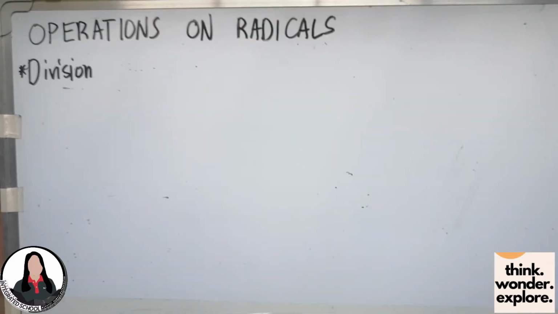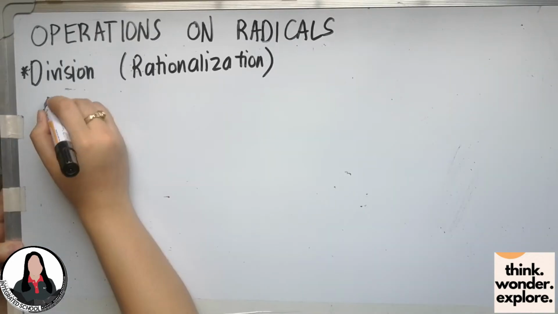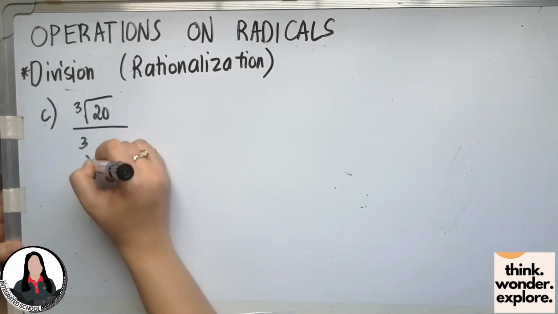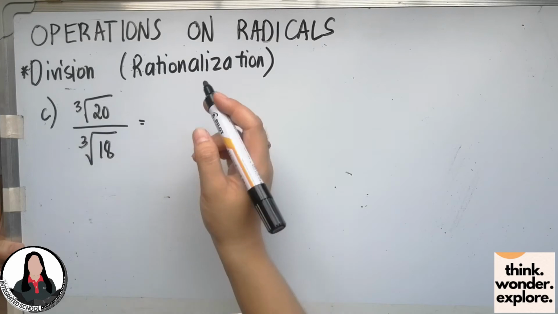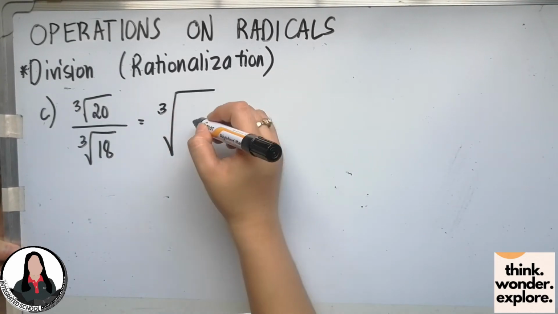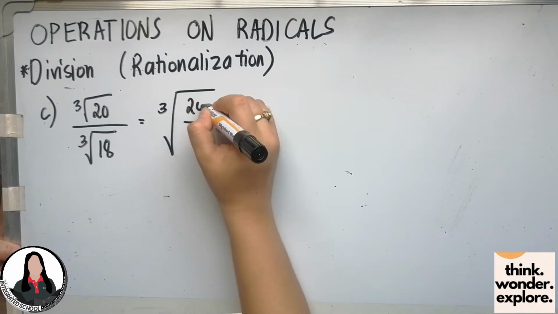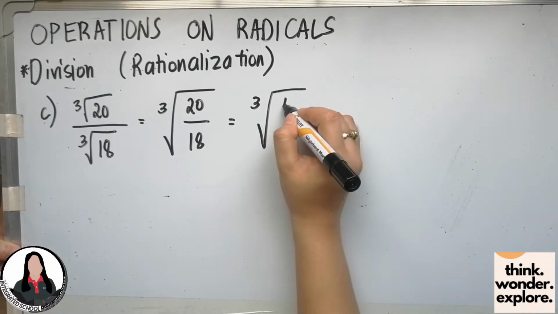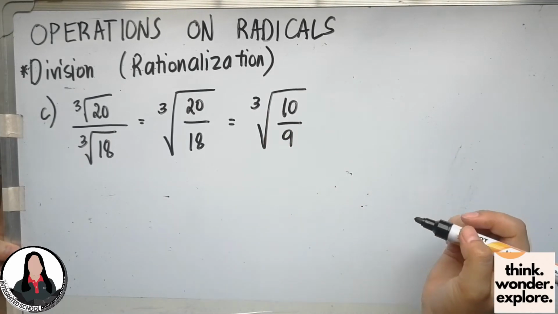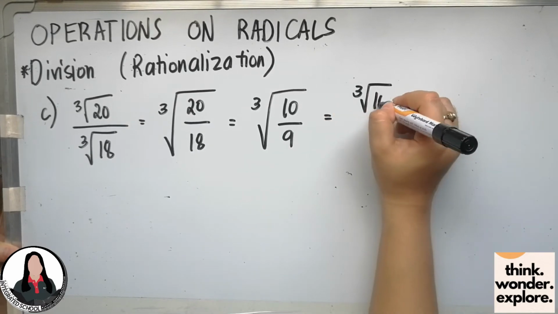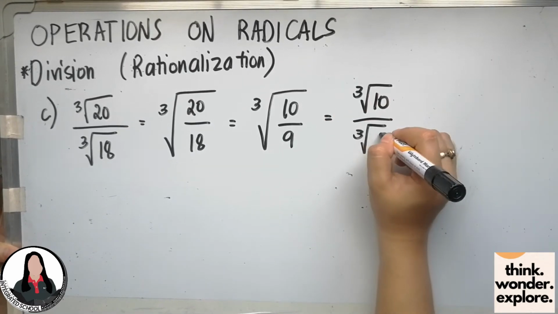We can also divide radical expressions by rationalizing the denominator. So, third example, we have the cube root of 20 divided by the cube root of 18. Okay? So, para ma-reduce muna natin ang ating radicand, isulat natin siya sa isang radical expression. We have the cube root of 20 divided by 18. Simply, this is the cube root of 10 all over 9. And then, paghiwalayin ulit natin siya, we have the cube root of 10 divided by the cube root of 9.